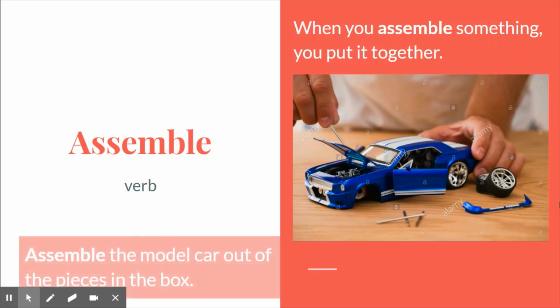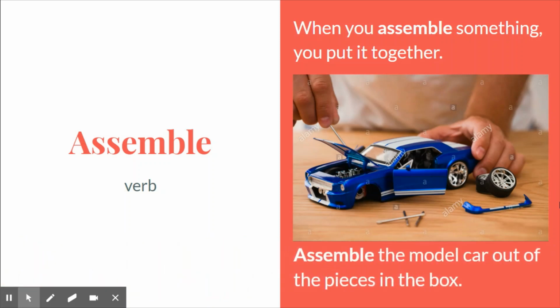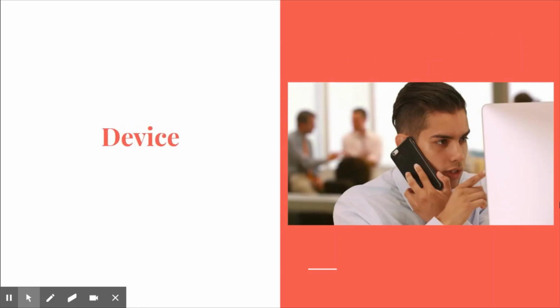Let's use that word in a sentence. Assemble the model car out of pieces in the box. Assemble the model car out of pieces in the box. To assemble something just means to build it. That's what that person is doing in our illustration. He or she is building that model car. So, assemble. Let's look at the next word that we have today, and that is device.